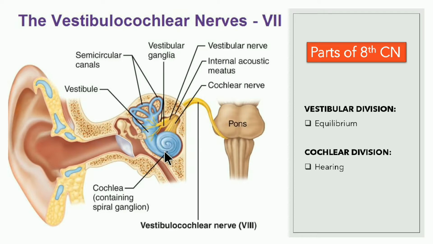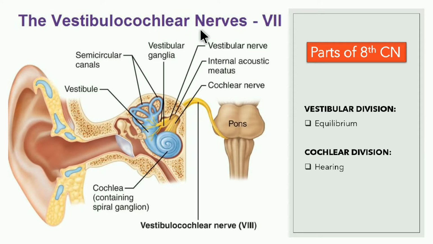In the internal ear, you can see this circular ring-like structure. This is known as the cochlea. This cochlear portion is for hearing. That is how we hear sounds. This portion is known as the vestibule. It contains the saccule and utricle, and these are the semicircular canals. The vestibule and semicircular canals together are known as the vestibular apparatus, and that constitutes the vestibular division, and it is mainly concerned with the equilibrium of the body.